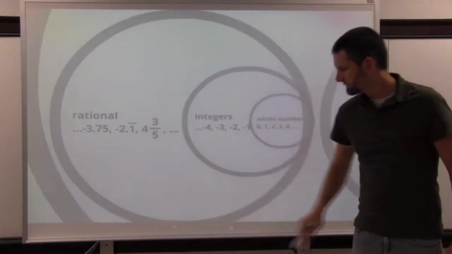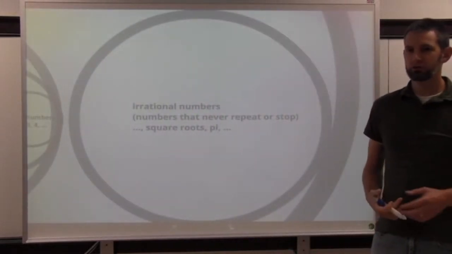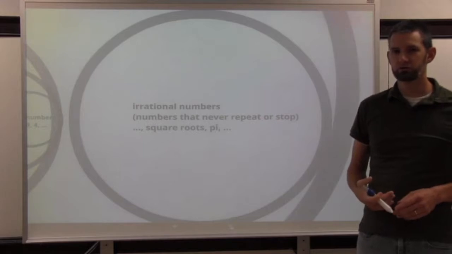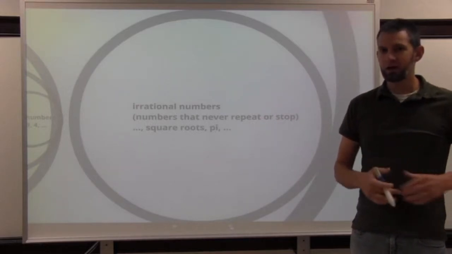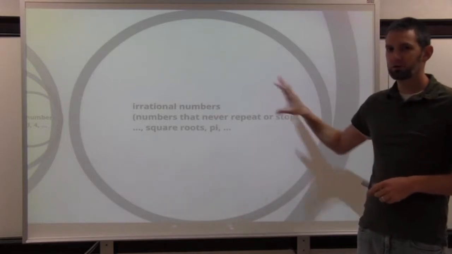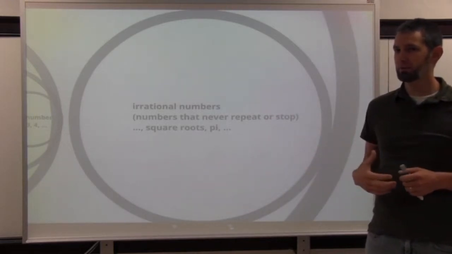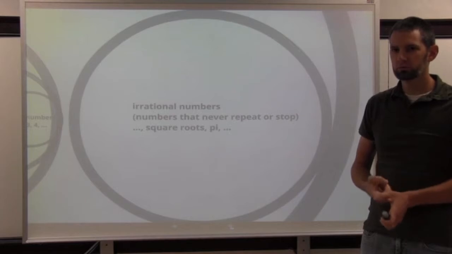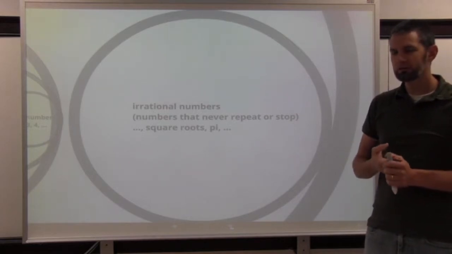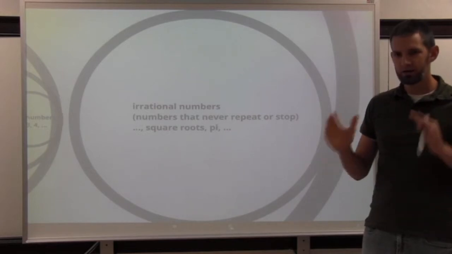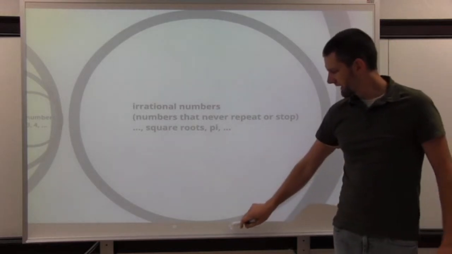Now, there are other types of decimals that are not rational, and those are called irrational. If you have a decimal that goes forever and never repeats, that's called an irrational number. Usually they happen when you're taking square roots, or the number pi is an irrational number, but anytime you have a decimal that goes forever and never repeats, that's irrational.